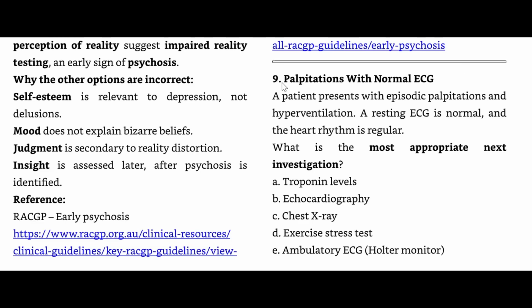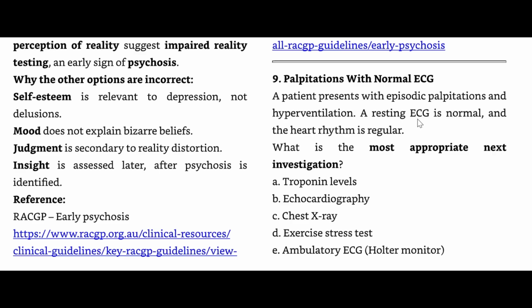Next case is an example of palpitation with normal ECG. A patient presents with episodic palpitations and hyperventilation. However, a resting ECG is normal and the heart rhythm is regular. What is the most appropriate next investigation?